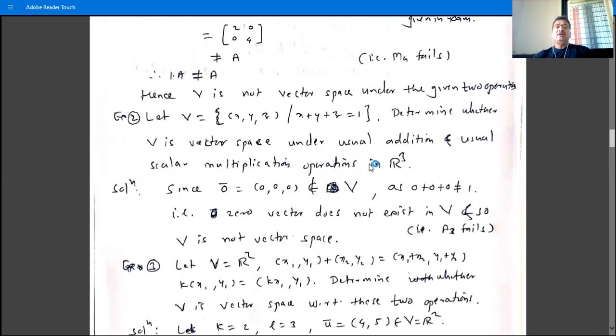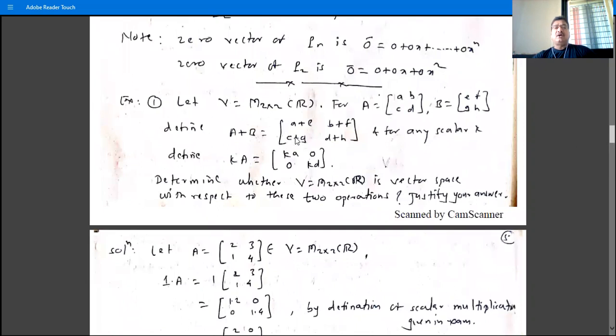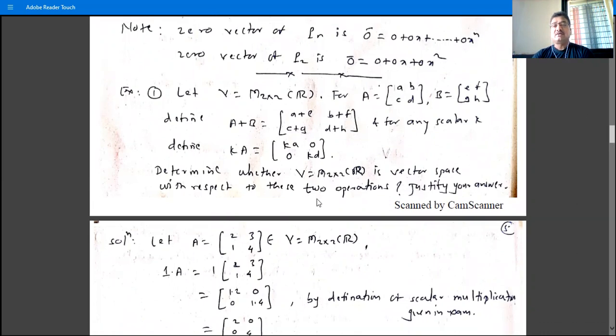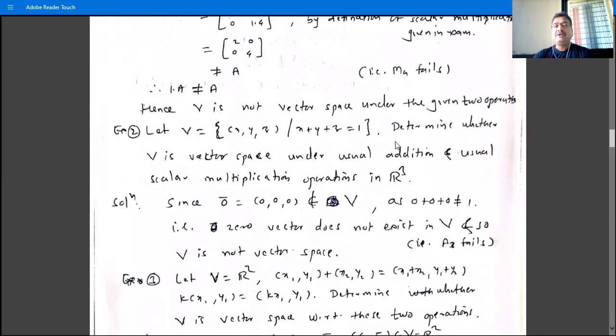So only the operations are not responsible for the set being a vector space or not a vector space. The set is also important. Here the operations are usual addition and usual scalar multiplication. That is, there is nothing wrong in the operations. Usual addition and usual scalar multiplication are the true operations. Right? Okay, that is, there is no fault in these operations, but the set is not proper. Okay, the set is wrong. The set does not satisfy the property.